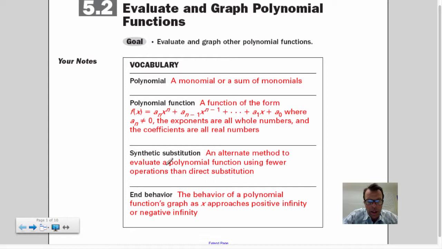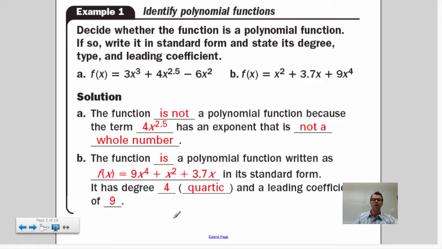Synthetic substitution. This is a different way of substituting into a polynomial function other than direct substitution. But hold off on thinking about that for a second until we get to our example. And then end behavior. This is probably the most important part of this section. End behavior of the polynomial function. As x approaches a very large number, positive infinity, or a very negative number, what does the function do?